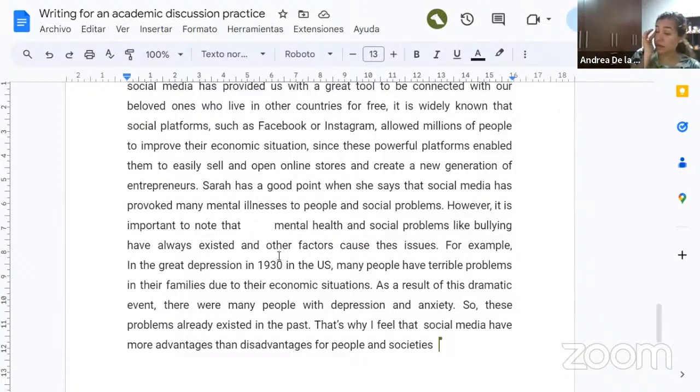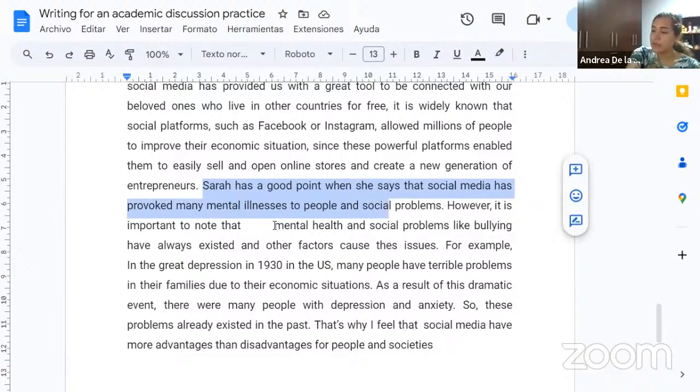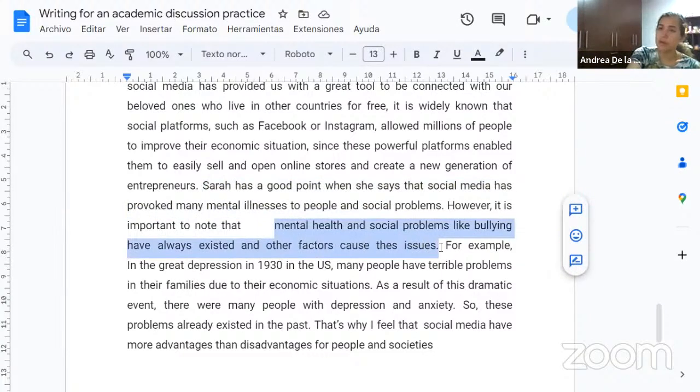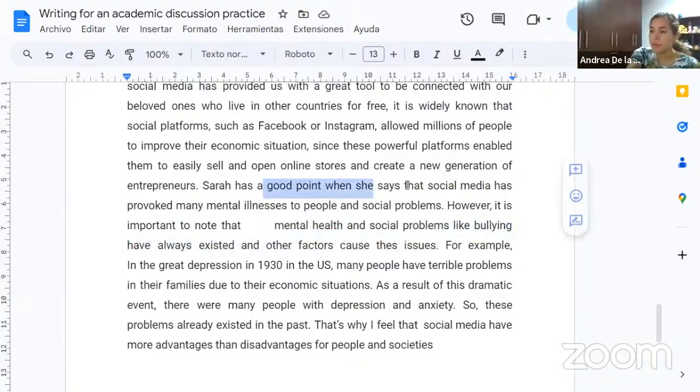Okay, I love this. So yes, you are directly... I like how Christian, for example, has chosen one of the points that Sarah talks about. And when he is contrasting or counter arguing that point, it's completely related, right? This point was about mental illnesses and social problems, but he says, yes, that's true, but these problems have always existed, right? And other factors cause this issue.